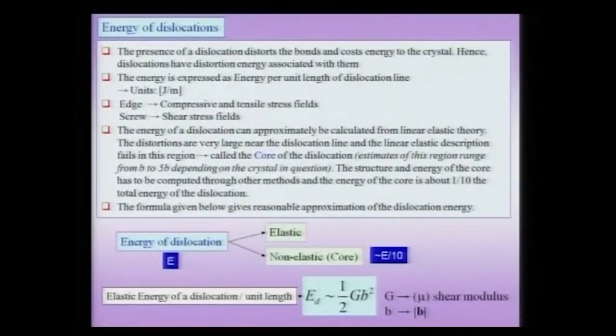Next, we come to the important topic of energy of dislocations. Now, it is clear that the presence of a dislocation distorts the bonds and causes energy to the crystal. And therefore, a crystal in the presence of a dislocation is associated with distortion energy. Now, this energy for a dislocation is expressed in units of joules per meter, that is energy per unit length of the dislocation line.